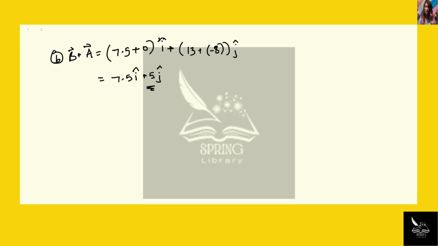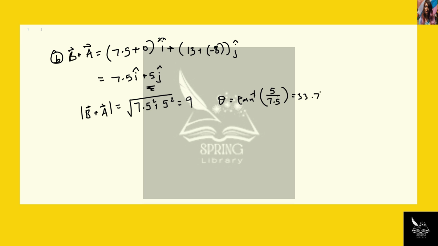Now, as usual, because this vector is the same as the last vector, its length would be the same as the last one, which would be the square root of 7.5 squared plus 5 squared, which is about 9. And the angle it makes with x-axis would be tan inverse of the y component divided by the x component, which would be 33.7 degrees. This vector would also look something like this, which is the same as the last vector.